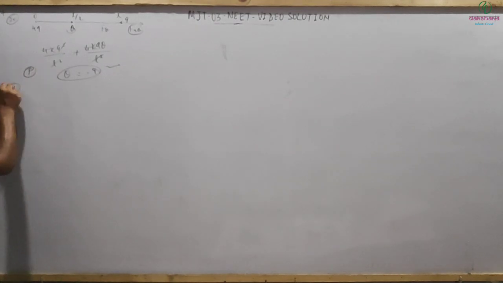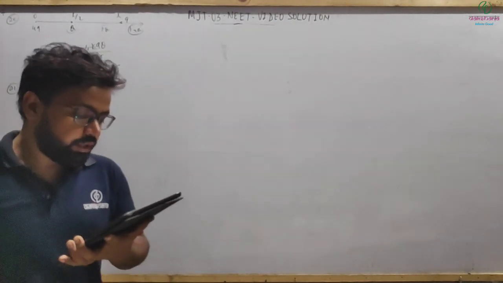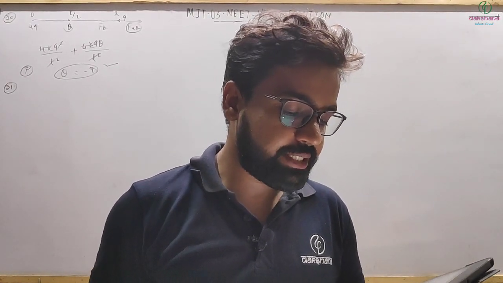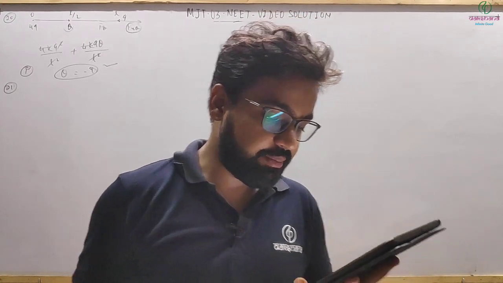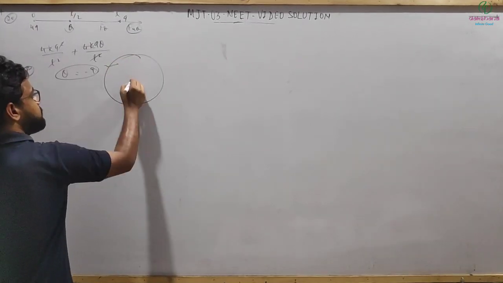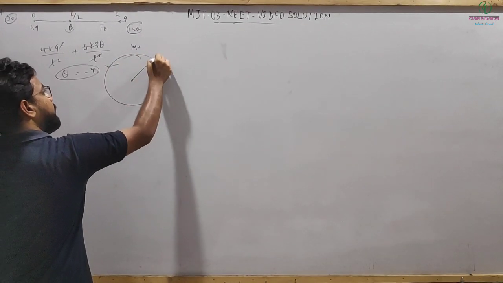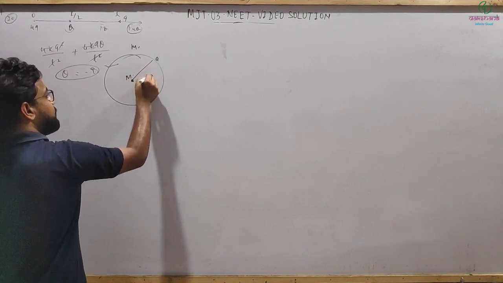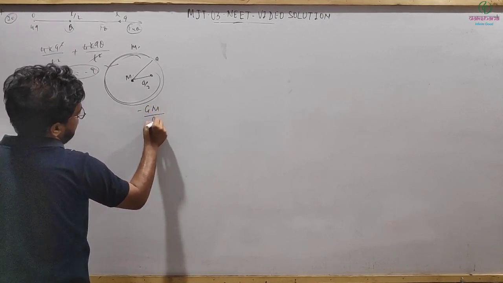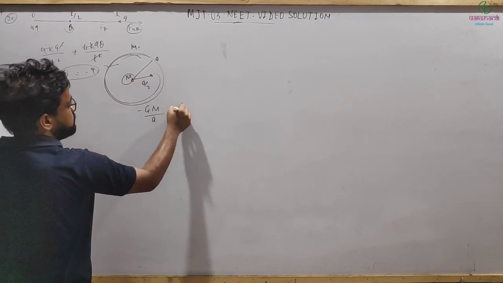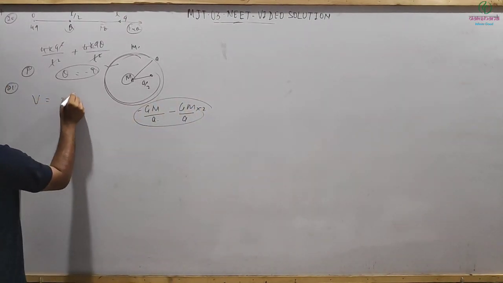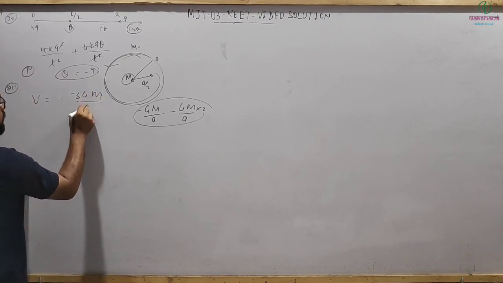Question number 21. A particle of mass capital M is at the center of a spherical shell of the same mass and radius a. The gravitational potential at a point situated at a by 2 distance from the center will be. So here this is M mass, radius a, center M mass, potential at distance a by 2. Due to the spherical shell it's minus GM by a. Due to this mass it will be minus GM by a by 2, means minus 2GM by a. So the net potential is minus 3GM by a.